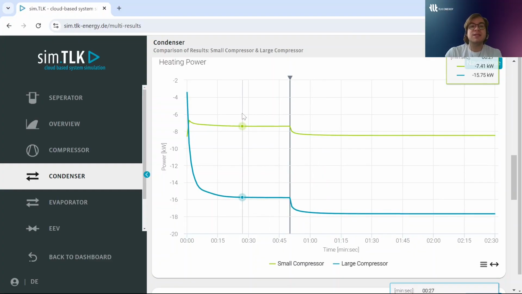So if you're designing for COP, we can see that we would choose a small compressor system. If we value heating power much more, we would choose the large compressor system. And if we try to strike a balance between the two, well, we can try to find a geometry that strikes the balance by just setting up a few more simulations, which probably would just take a few minutes, and then comparing the different results.